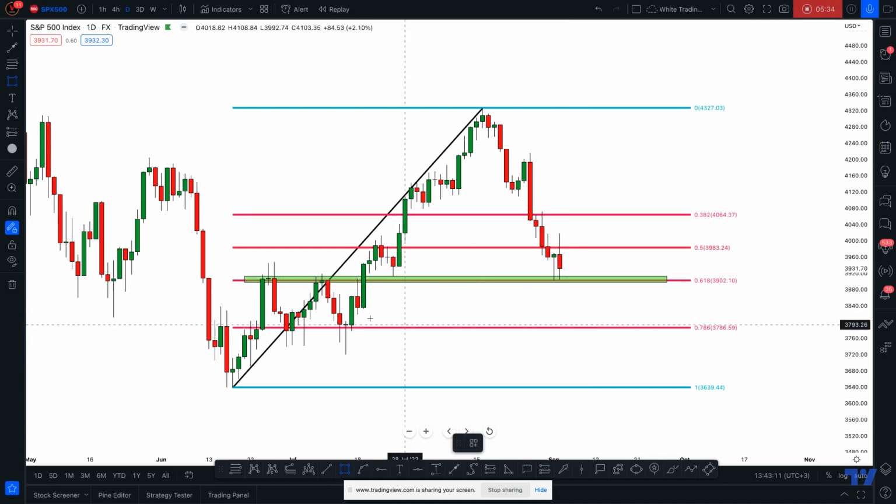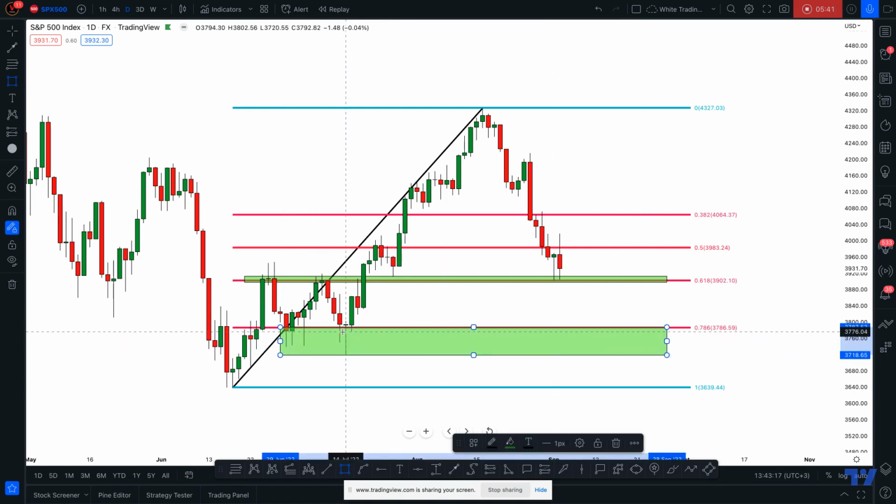Similar situation with the 786. You can see that in the past, that area right here was very important. And even though the market respected the levels lying a bit lower than 786, still you can see that we got very important candle closes based on that level. So if that area is reached, again, we will consider that to be a potential reversal zone.